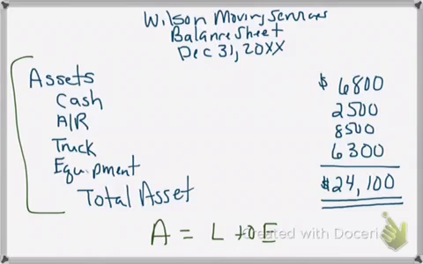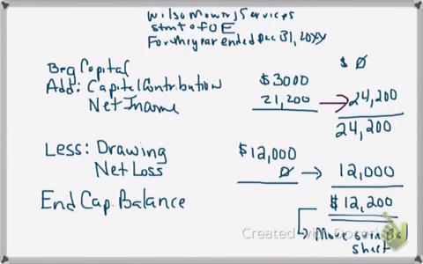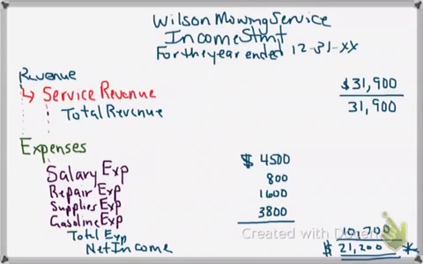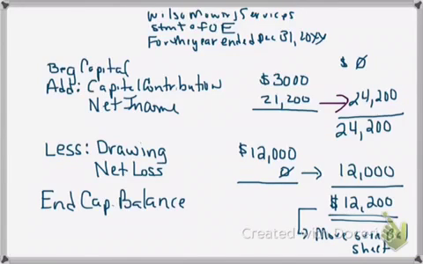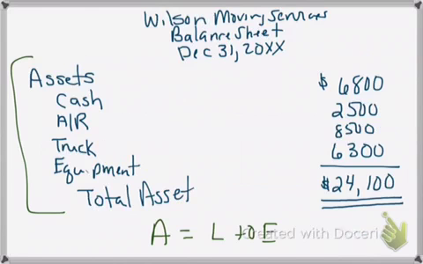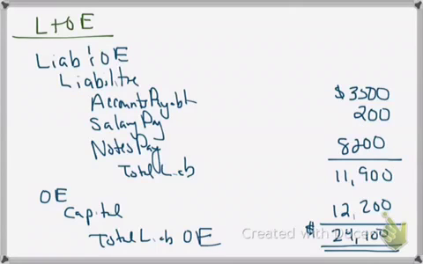But these are the statements. These are the order they have to be completed in. You have to complete the income statement. Now, why do you have to complete the income statement first? Because the number 21,200 is going to appear right here on the statement of owner's equity. You do the statement of owner's equity next, and then that 12,200 will move over to your balance sheet. So this is the order in which you have to do these individual statements.